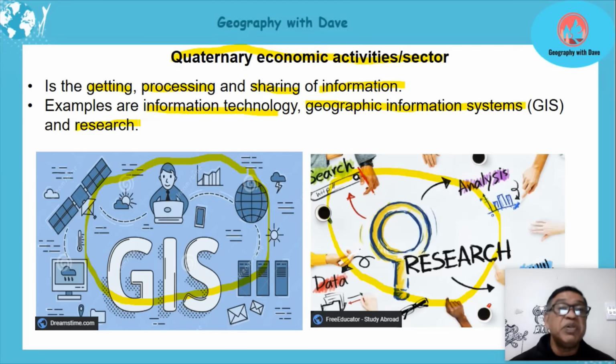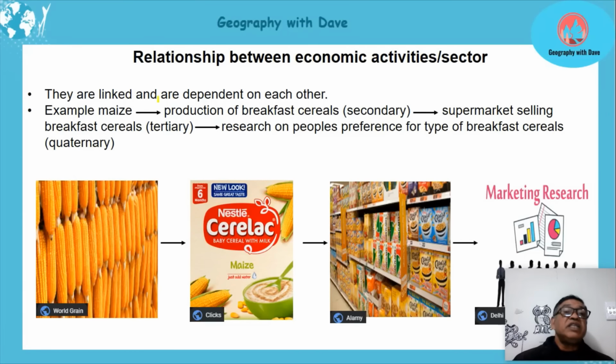Some of the examples of your quaternary. In terms of the other ones it's still smaller, but it's growing. Remember, at one stage we just had primary, secondary, and tertiary. Now, quaternary is a sector on its own and growing. Okay, right. Let's go on.